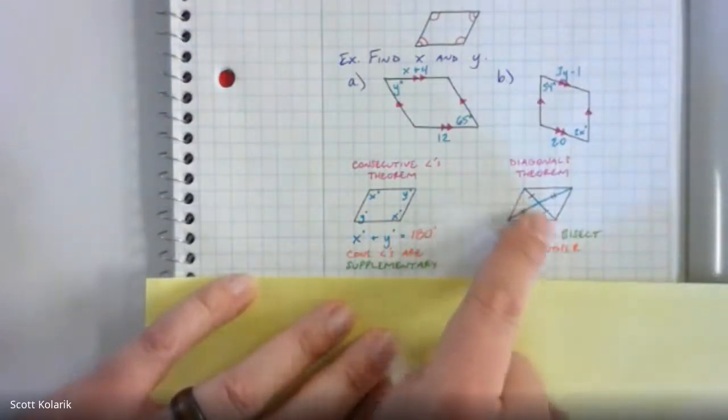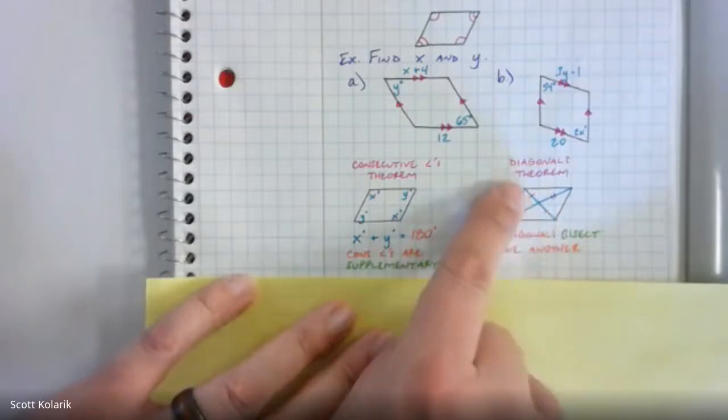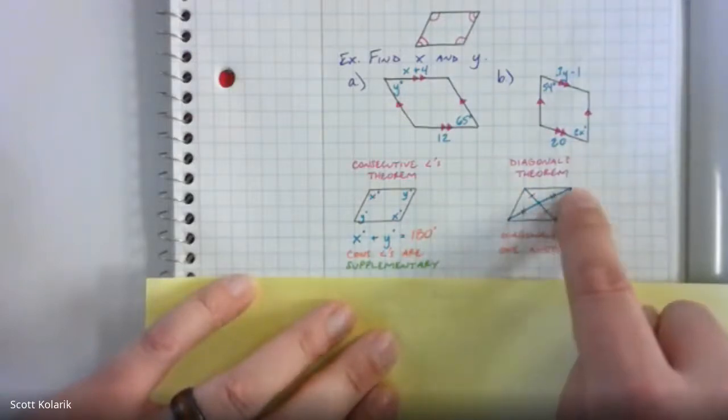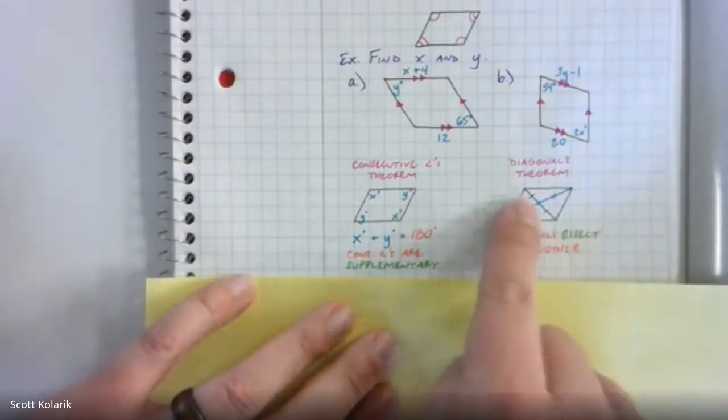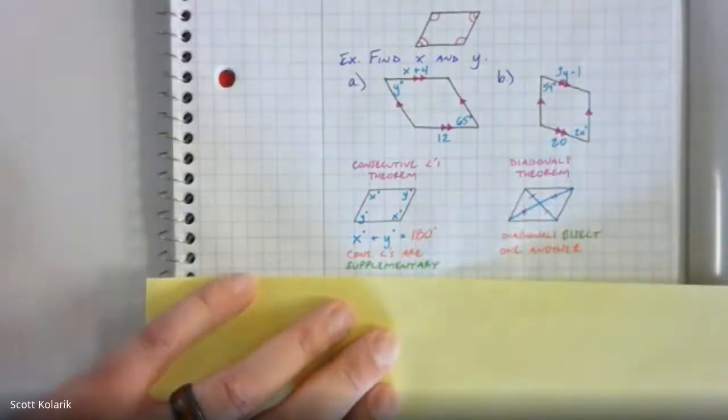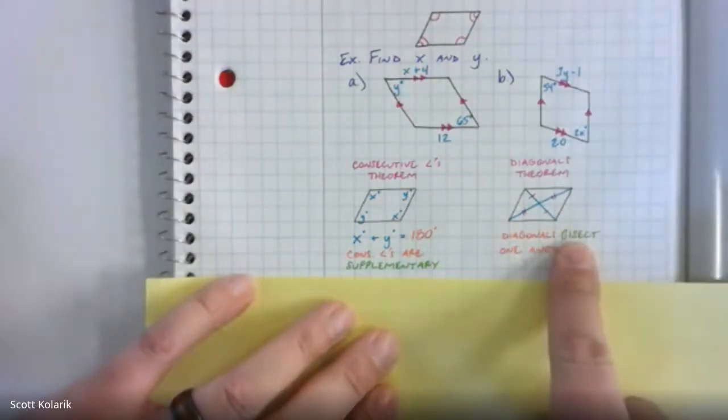The last theorem we'll cover in this section is called the diagonals theorem. If I were to connect each of the opposite corners with one another, I would create what's called a diagonal. And every 4-sided figure has 2 diagonals. In a parallelogram, specifically, the diagonals will bisect each other. There's another geometric term right there, bisect.